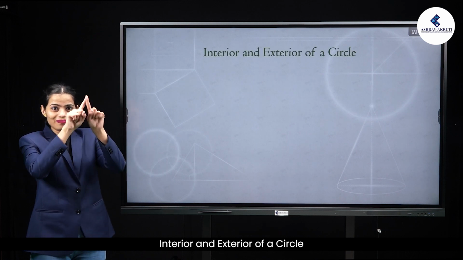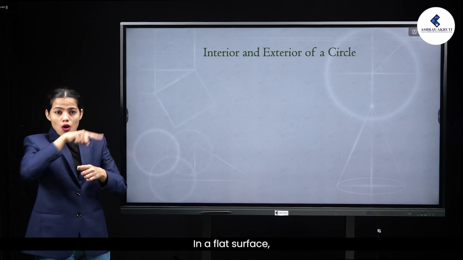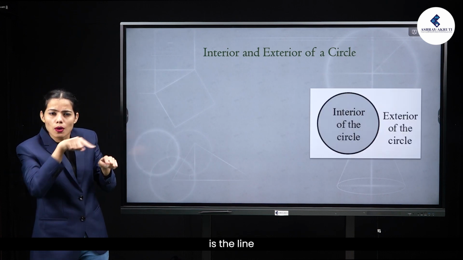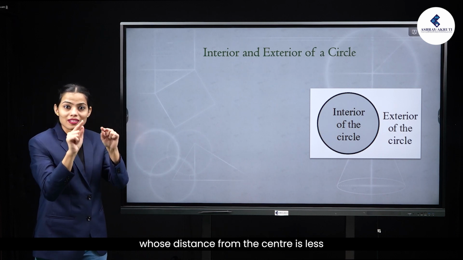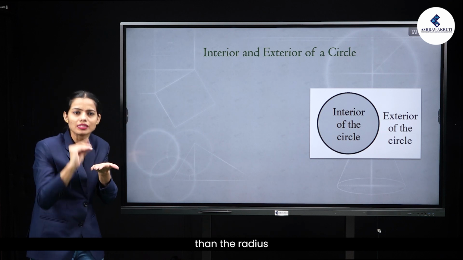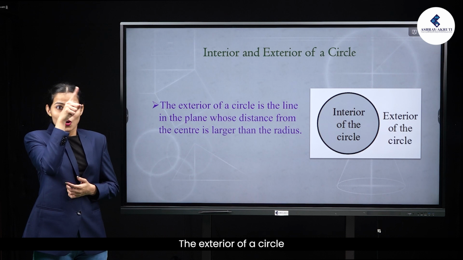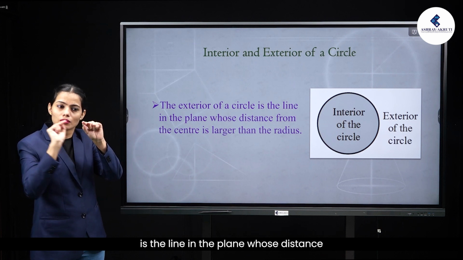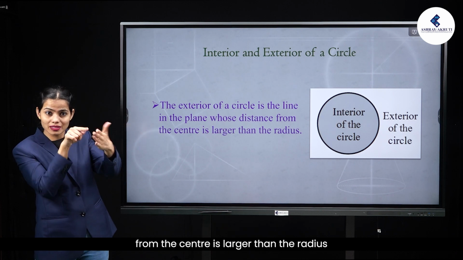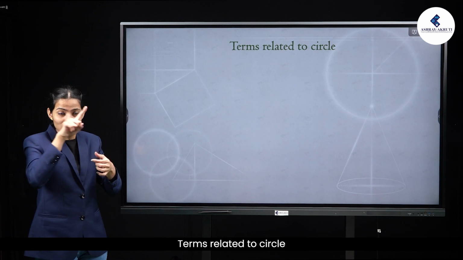Interior and exterior of a circle. In a flat surface, the interior of a circle is the set of points whose distance from the center is less than the radius. The exterior of a circle is the set of points in the plane whose distance from the center is larger than the radius. Terms related to circle.